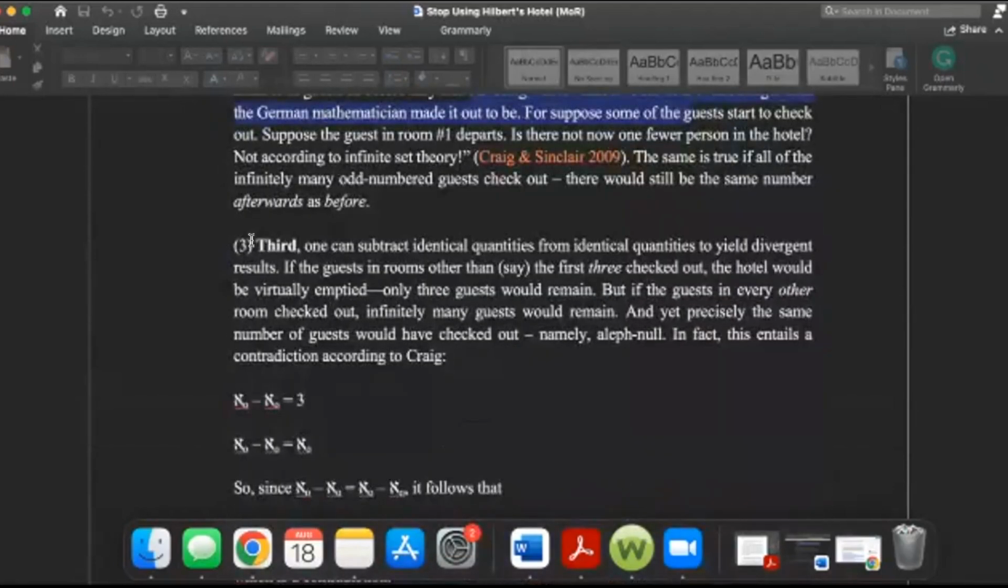The third alleged absurdity that Craig identifies is that one can subtract identical quantities from identical quantities to yield divergent results.